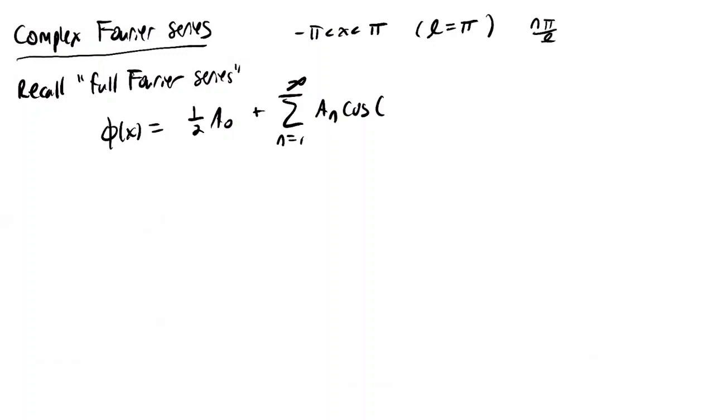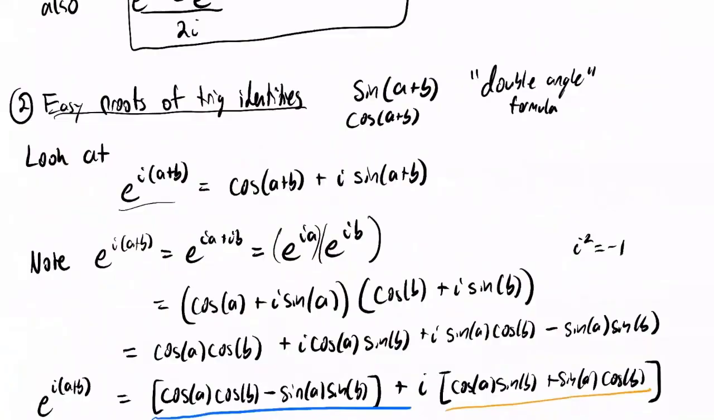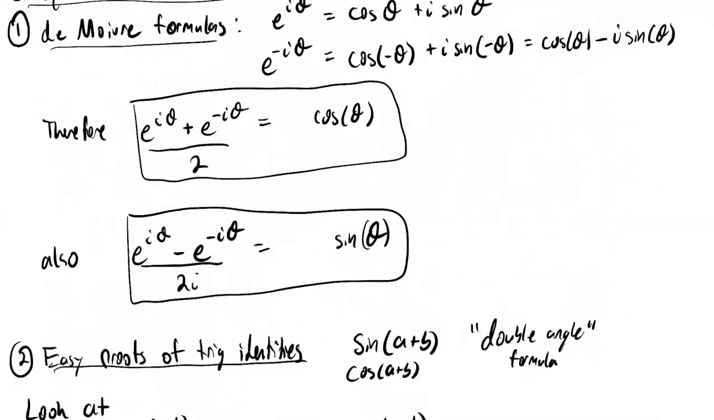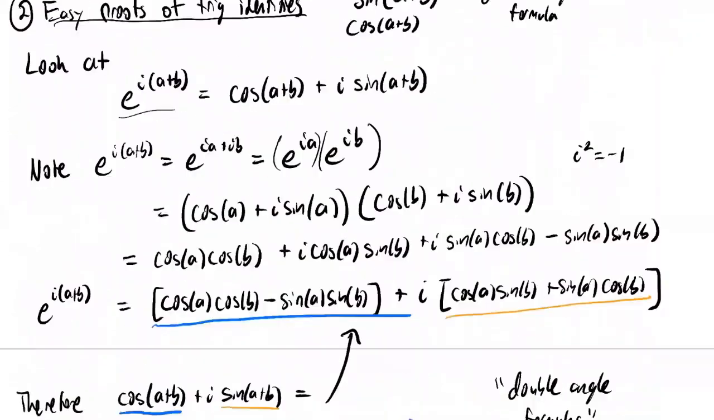So if L is equal to pi, then those just cancel, right? So I have nx. The Fourier series in this case will become a_n cosine nx plus b_n sine nx. Now I'm going to go back and remember the de Moivre formulas we have. If I have a cosine, I can write it as a sum of complex exponentials times 1/2. And anywhere I have a sine, I can write it as a difference of complex exponentials times 1 over 2i. I'm going to plug these formulas into the full Fourier series.